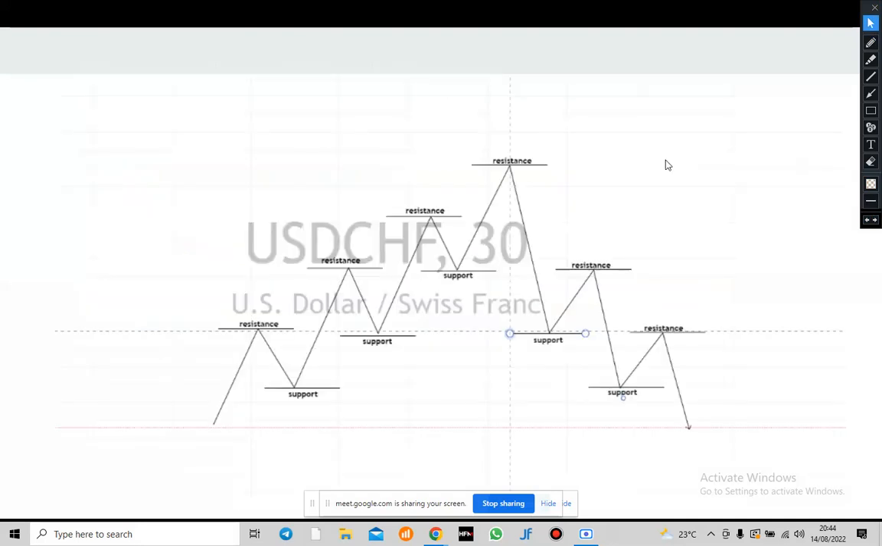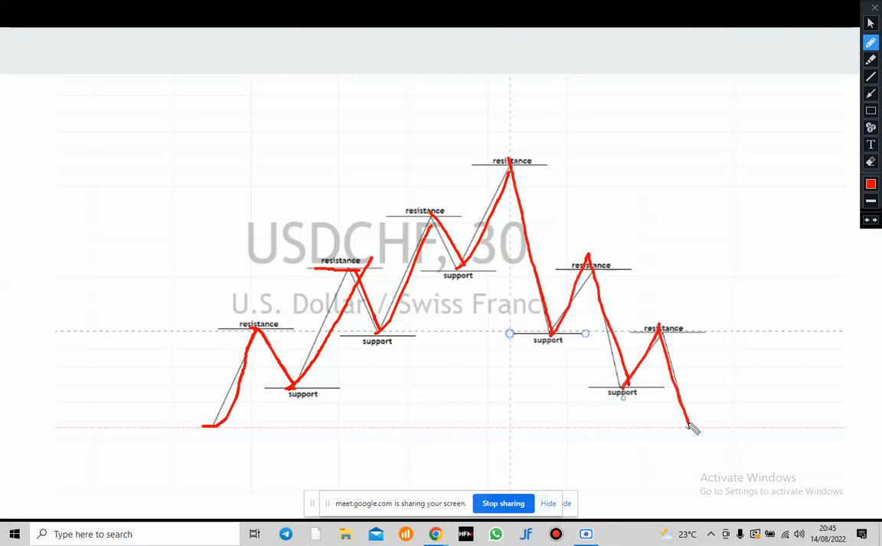Take a look at this. Here we have the simple definition of support and resistance. The price rises from this point and stops here, and when it drops, it creates resistance. The price again continues moving upward. When the price falls and stops here, it creates a support and starts rising. Again, resistance and drop, support, rise again. Resistance, drop, support, rise, and so on.